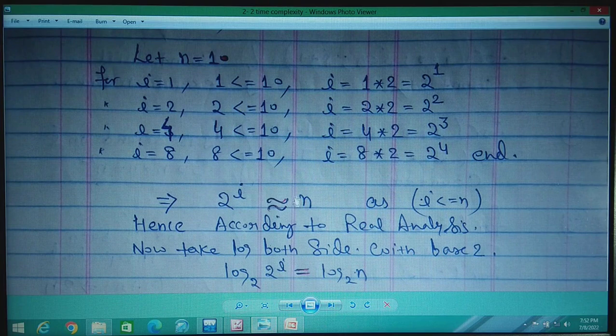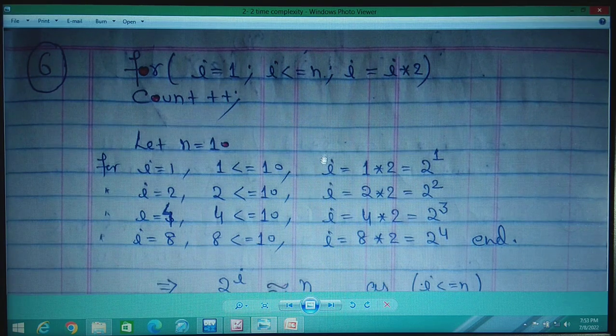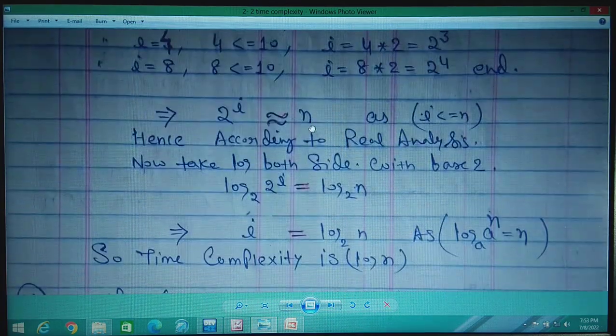Now after that, we can say it is converging to n. Why? Because here i is working until it is near to n. Whenever i and n both are equal, after that this count will not execute. So it totally depends on the conditions. It means that 2^i is converging to n. According to the real analysis, 2^i is converging to n. So we can write 2^i is equal to n.